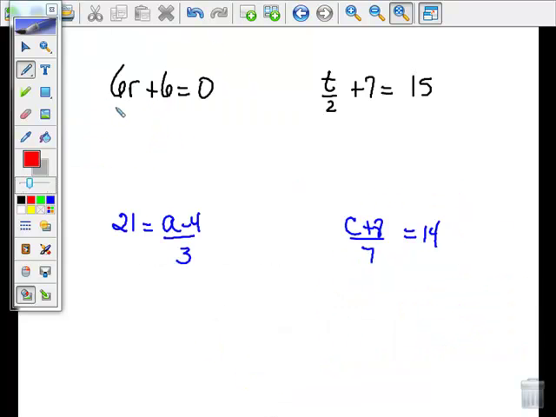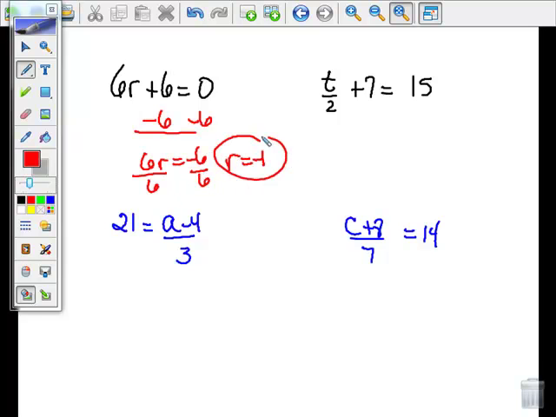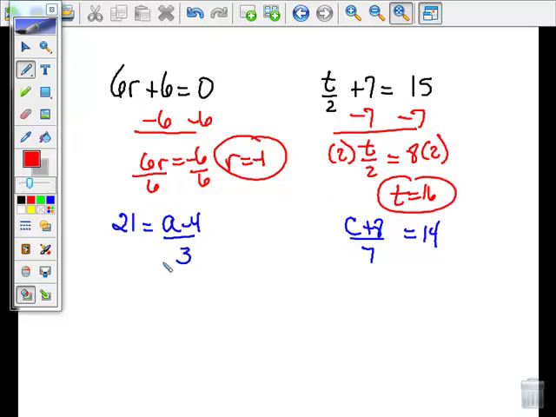Let's try a few more. So first was multiplication, then was addition. So we're going to subtract to undo the addition. So 6r equals negative 6. Divide by the 6 because that undoes the multiplication. R equals negative 1. Same thing here. We had division then addition. So we'll undo the addition to get t over 2 equals 8. Undo the division by multiplying, and t equals 16.